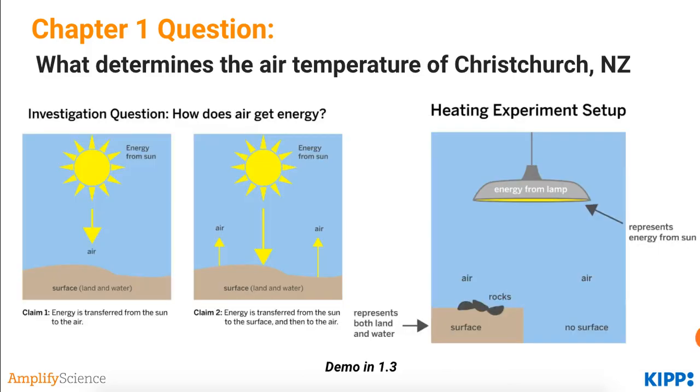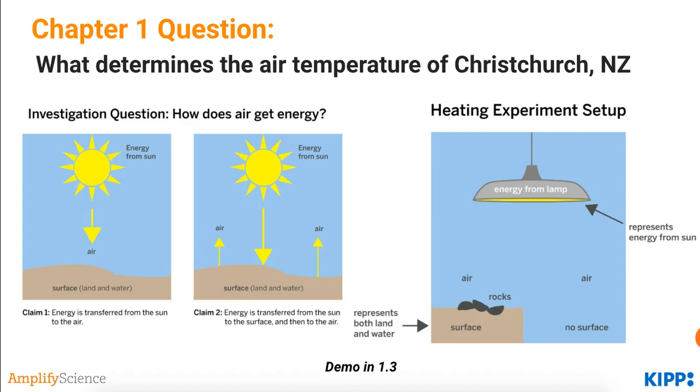Students investigate how does air get energy. They're presented 2 claims and they're asked to share their initial ideas on them. Is energy transferred from the sun to the air directly, or is energy transferred from the sun to the surface and then to the air? They then investigate using this setup you see on the right side. This is in lesson 1.3.